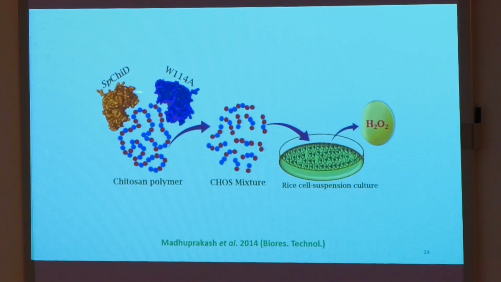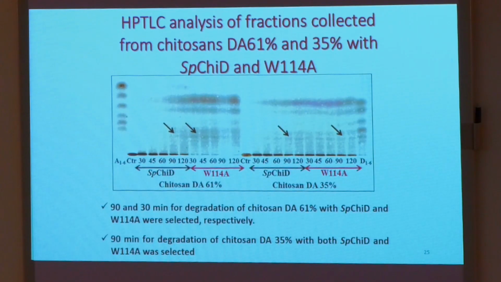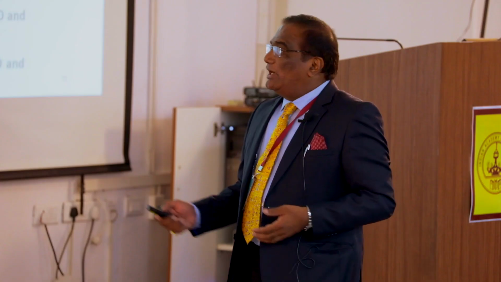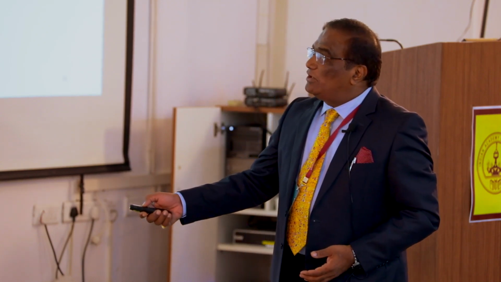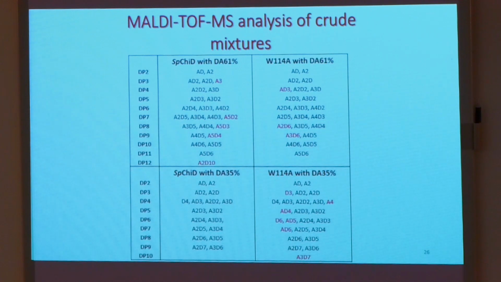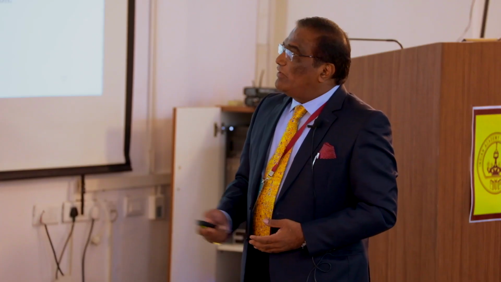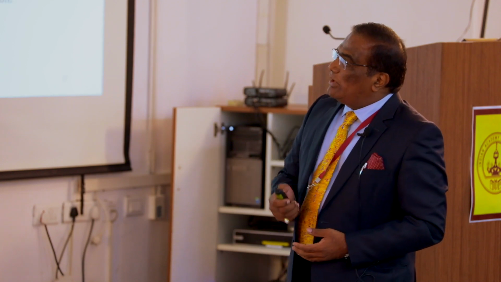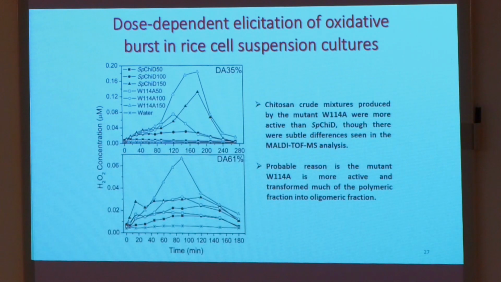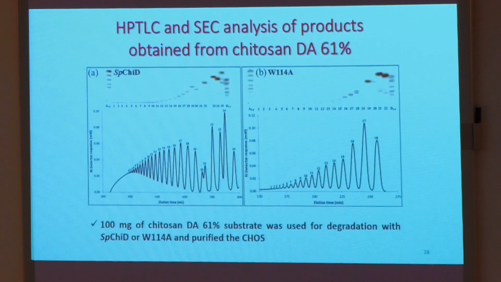When we incubate the chitosans with these enzymes, we generate a mixture of these molecules and we test them on the suspension cultures of the plant cells. We see that there is an activation of defense response in the plant. That's how we have generated these molecules and what is the mixture of molecules that we have there. We try to test the molecules which are only longer chain oligosaccharides and not the shorter ones. And when we tested these long chain oligomers, we find that there is a dose dependent elicitation of oxidative burst in the rice cell suspension cultures.